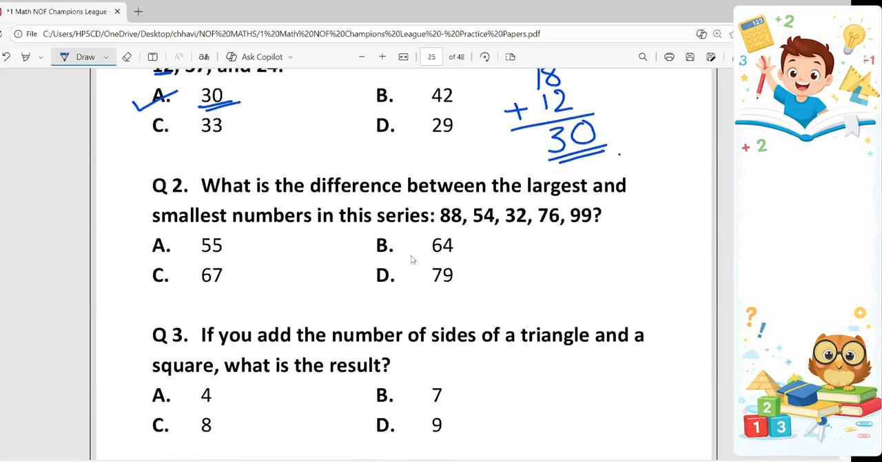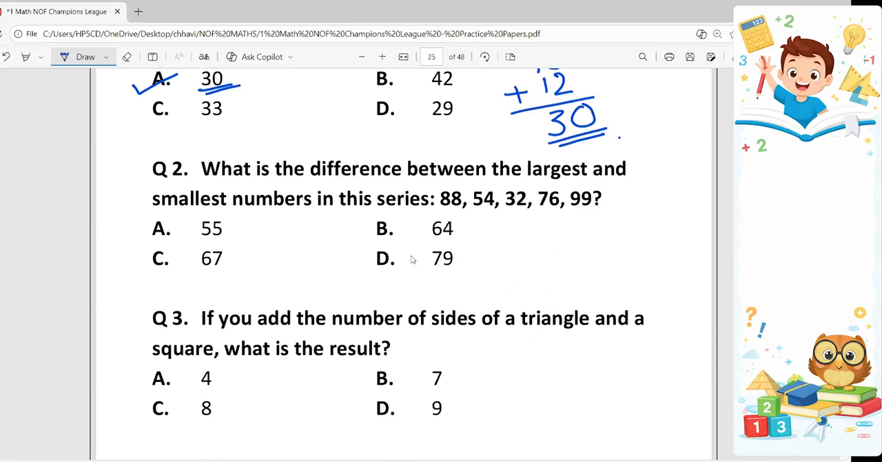Question number 2. What is the difference between the largest and the smallest numbers in this series? Now we have 5 numbers from which we have to find the largest and the smallest number. So the largest number we can see is 99, and the smallest number from among these 5 is 32. So now we have to find the difference of the both. So 99, largest, minus smallest.